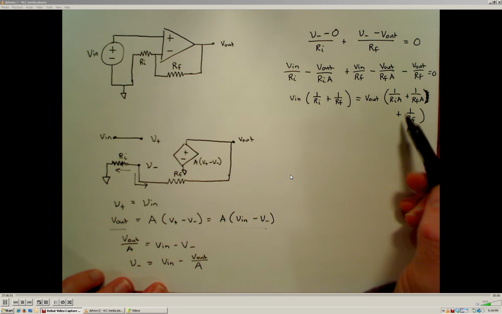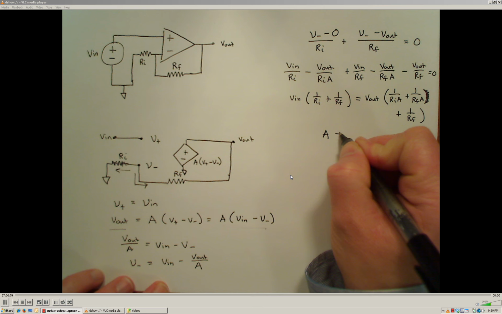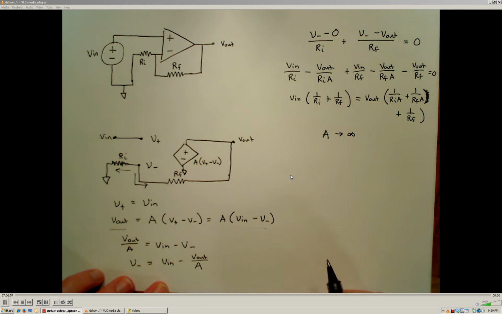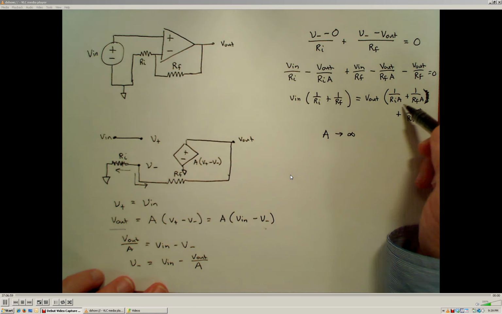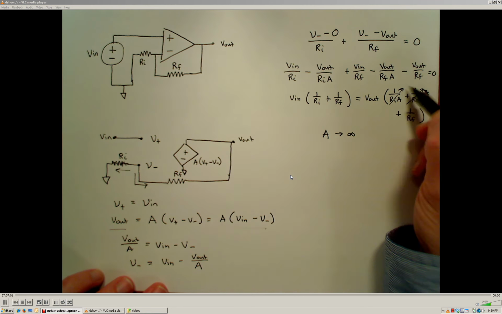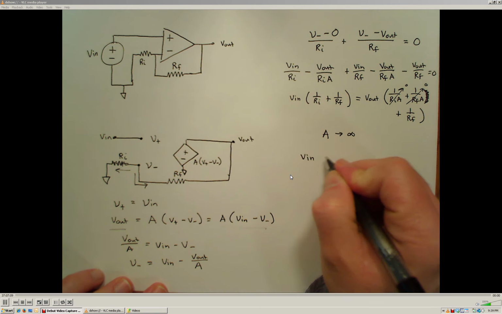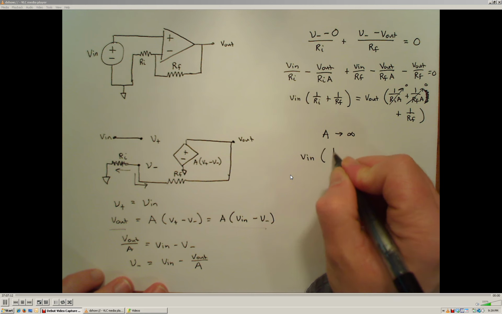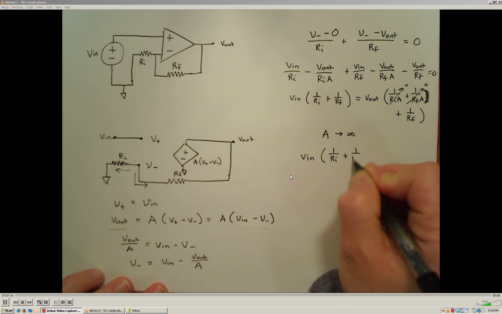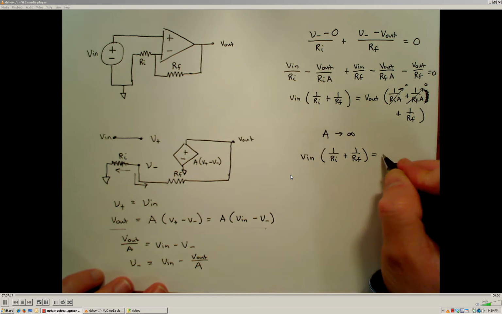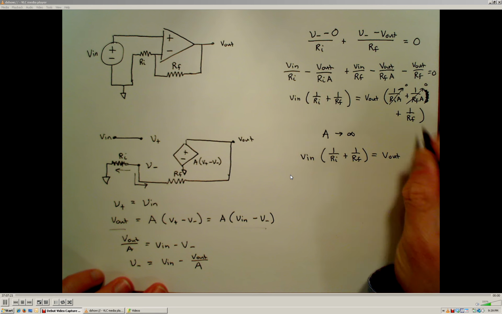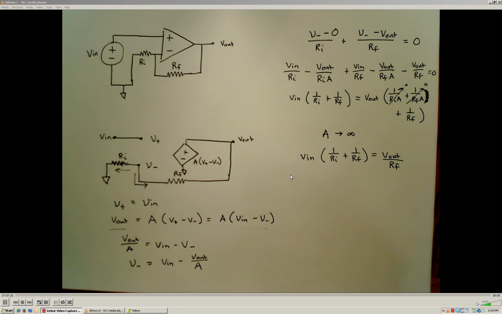Alright, and now I can use the trick where we're assuming that the gain is nearly infinite, and as the gain approaches infinity, these terms right here are going to approach 0 and become negligible. So we're left with Vn multiplied by 1 over Ri plus 1 over Rf is equal to V out, and the only other term here is the Rf term, so I'll just go ahead and put that over Rf, right?